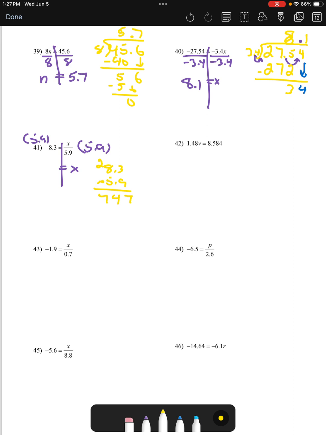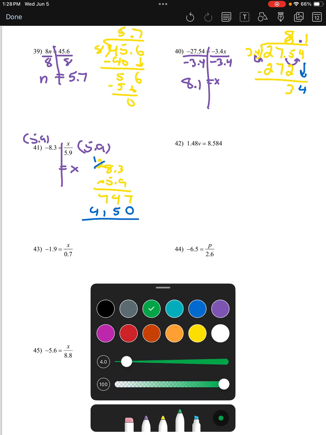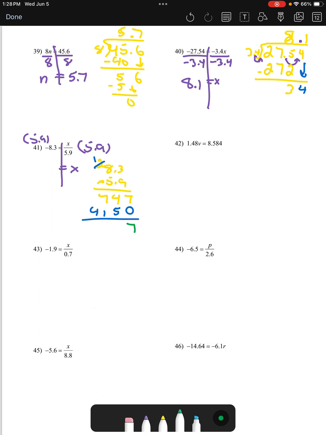9 times 3 is 27. Carry the 2. 9 times 8 is 72. With the extra 2 is 74. Second line. 5, or starts with a 0. 5 times 3 is 15, carry the 1. 5 times 8 is 40, with the extra 1 is 41. Add these up. And we're going to get 7, 9, 8, 4, and we have 2 decimal places. So we're going to have negative, because it's a positive times a negative, 48.97 as our solution.